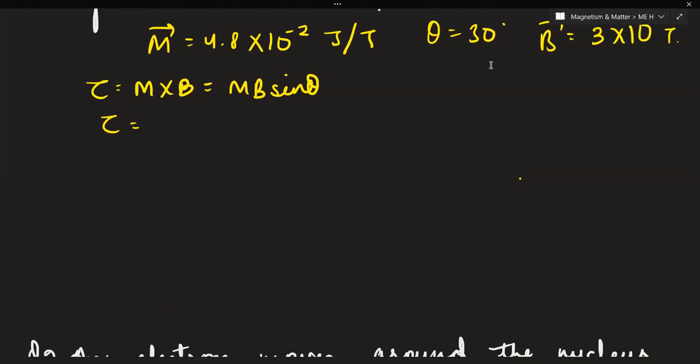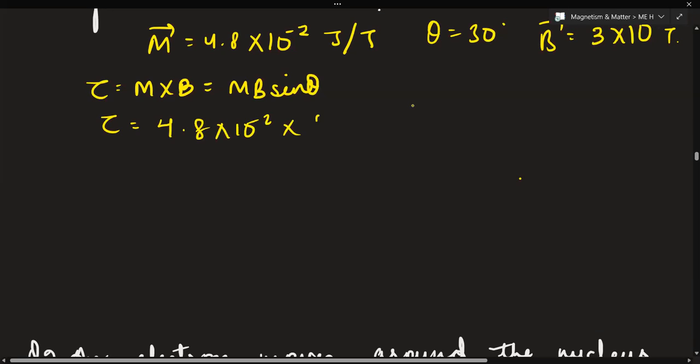Somebody else also got the answer? Fahad. Yes, sir. MB sine theta. Right. Fahad is also right. So only these two boys have tried. So M is 4.8 into 10 to the power minus 2. Magnetic field is 3 into 10 to the power minus 2.